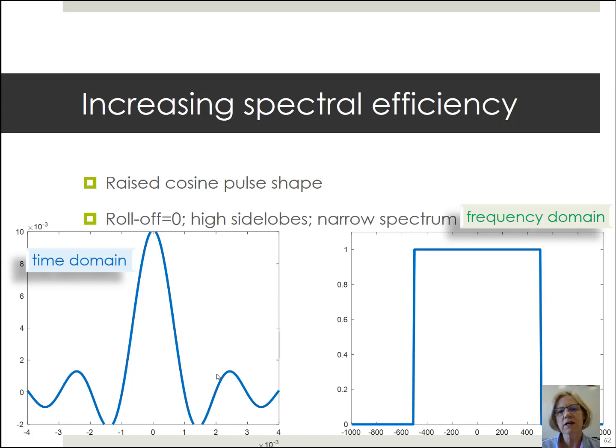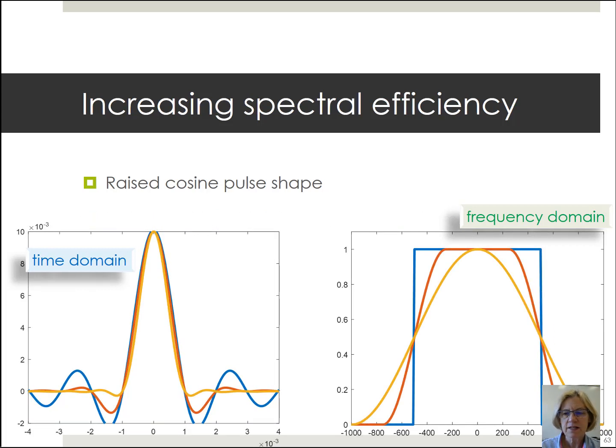So what's interesting about the raised cosine pulse shape is that it lets us choose the sweet spot, how much we're willing to trade off our frequency spectrum performance versus the intersymbol interference performance. And according to the DSP that we may be using, this may be relatively important or not important.